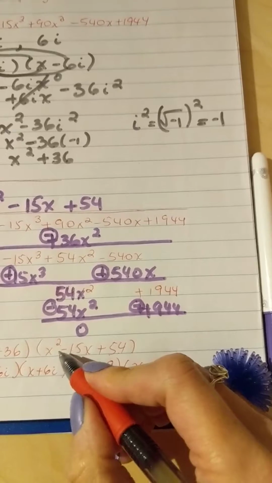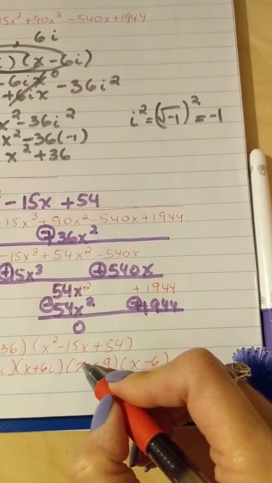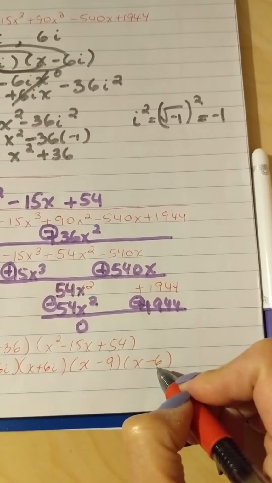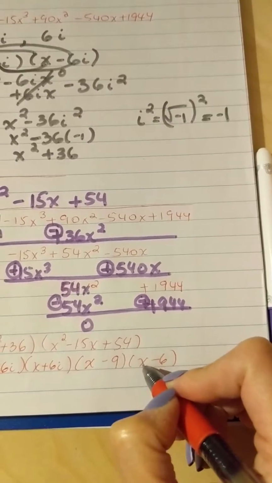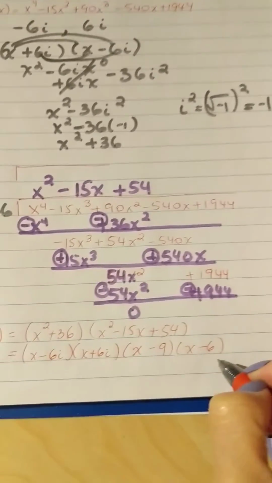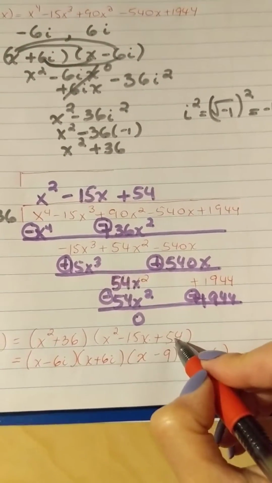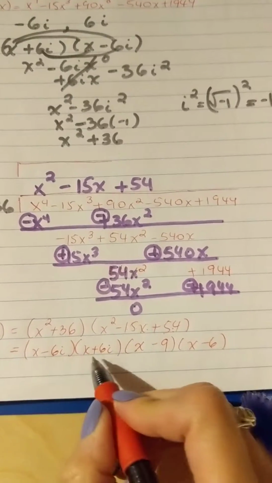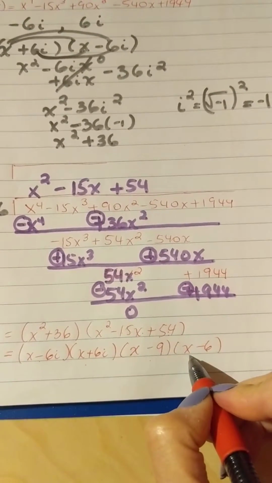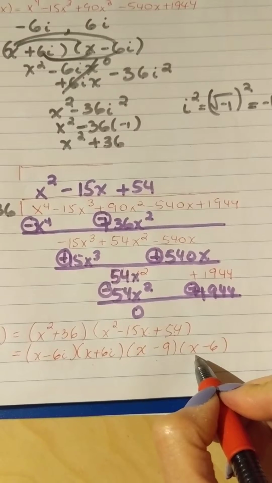If x times x will give me x squared, and if I continue to multiply, x times negative 6 will give me negative 6x, and negative 9 times x, negative 9x. That gives me this x squared minus 15x plus 54. And now, if I take a look, nothing else can be factored, so I am ready to submit my answer.